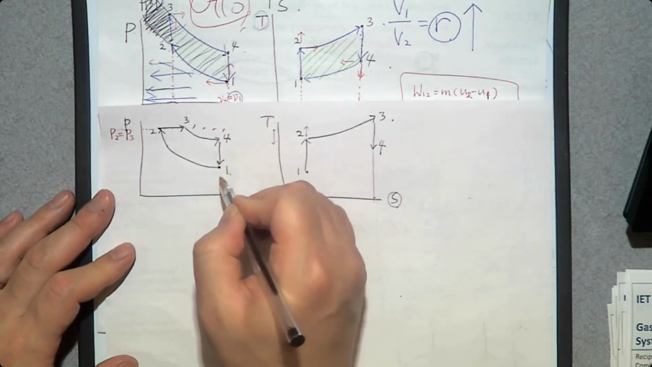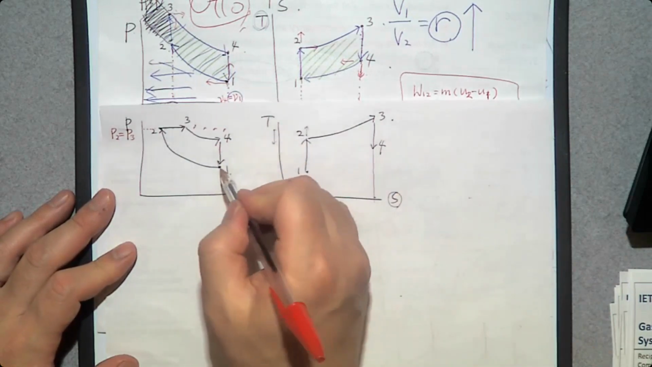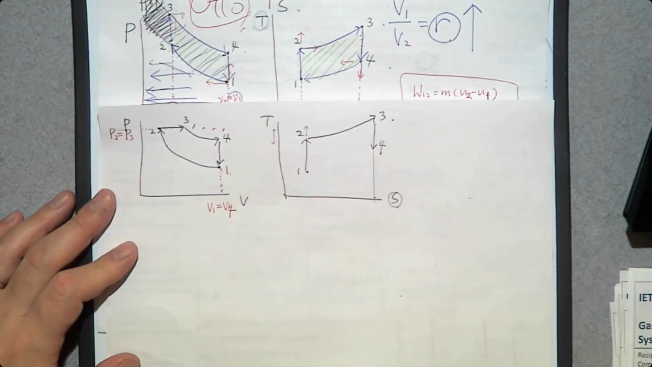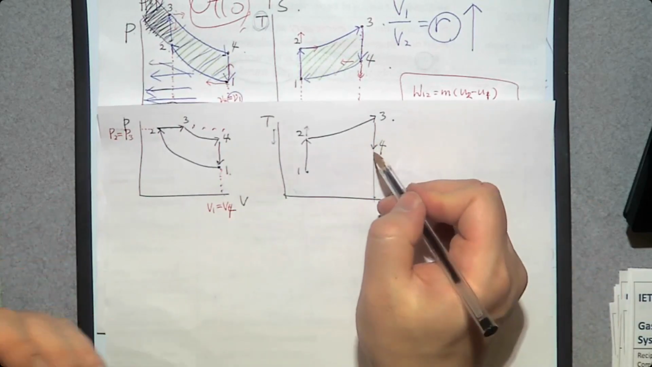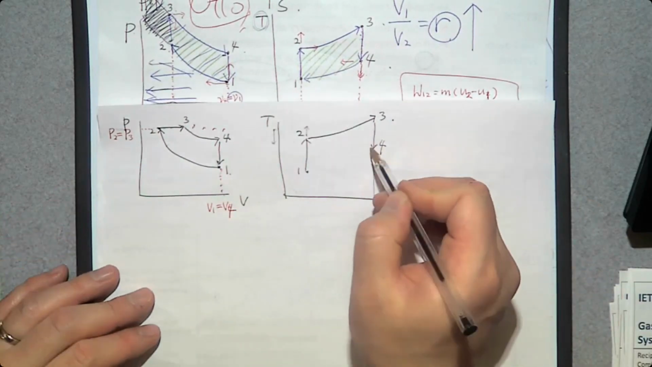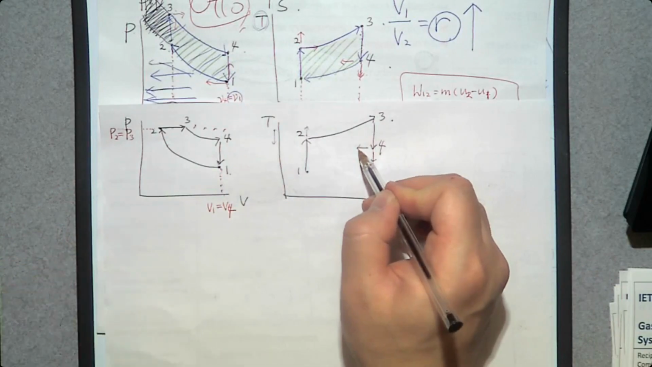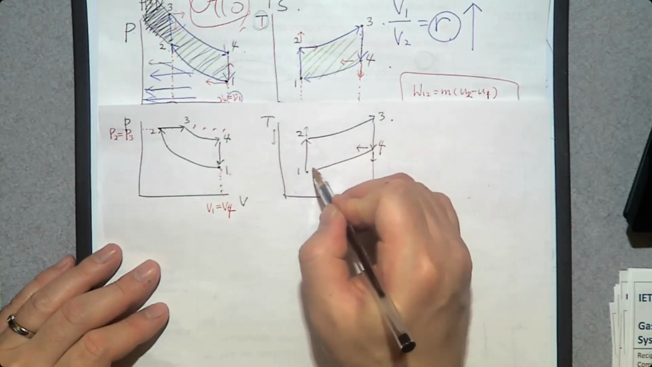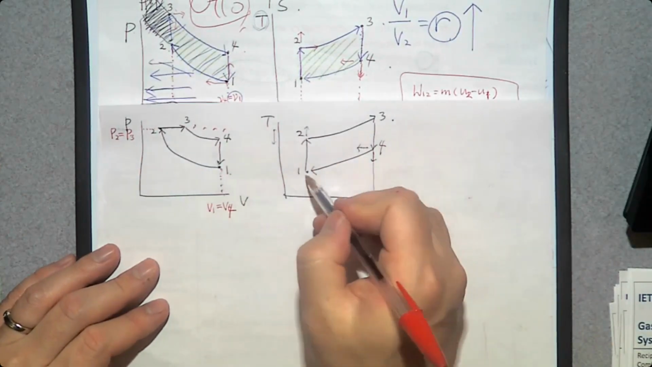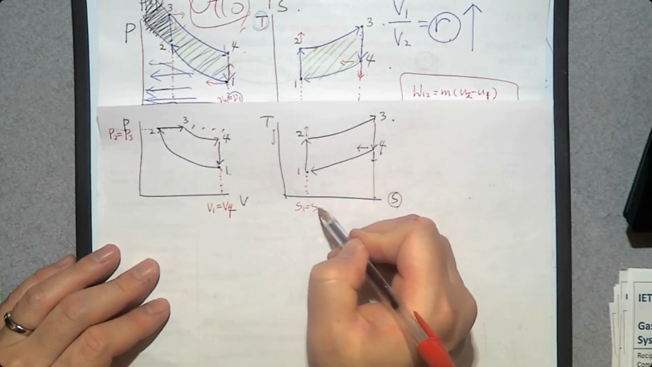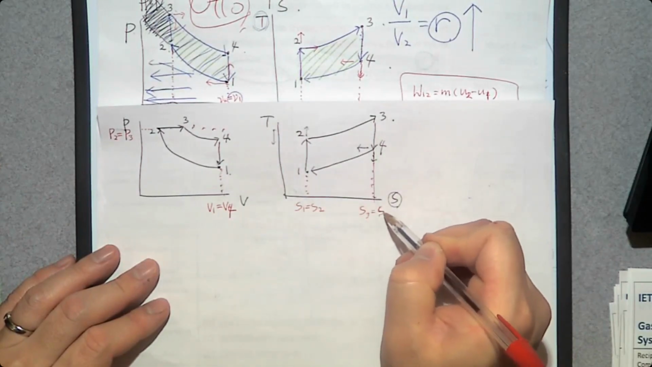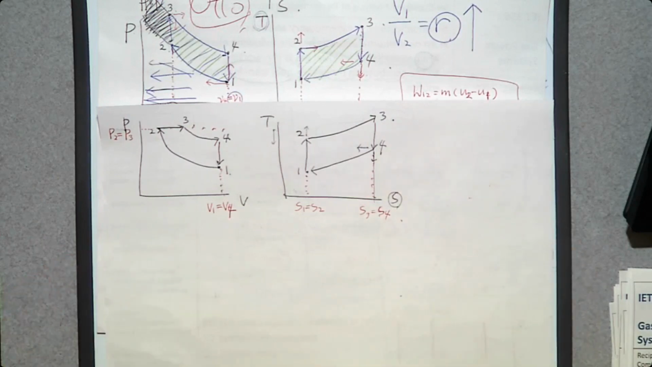Pressure goes down, volume remains constant. V1 is the same as V4. And on this TS diagram, heat is removed, so temperature goes down and entropy goes down because a waste form of energy is removed from the system. So S1 is the same as S2, an isentropic process, and an isentropic process between 3 and 4. So these are the PV and TS diagrams.